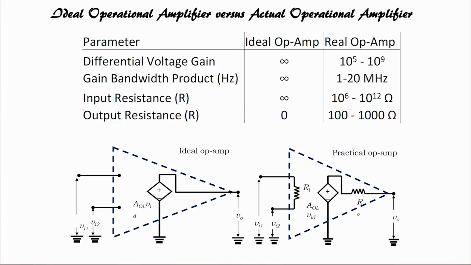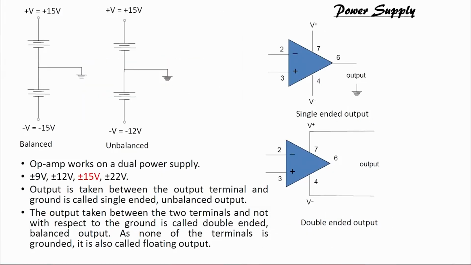We have seen the ideal versus the real op amp. Real is nothing but actual or practical op amps, and we see that there is a difference in the parameters. Voltage gain is said to be infinite, but actually it is about 10⁵ to 10⁹. The gain bandwidth product is said to be infinite, but it is about 1 to 20 megahertz. Input resistance is infinite, in the actual case it is 10⁶ to 10¹² ohms, while output resistance is 0, in the real case it is about 100 to 1000 ohms.